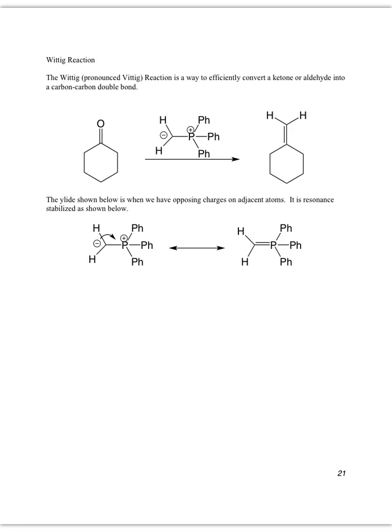Okay, the Wittig is an efficient way to convert a ketone or an aldehyde to an alkene. A very good way to do that. Whatever is off of the phosphorus, in this case that CH2, replaces our carbonyl oxygen to make the alkene out of it. Okay, and on the next page we'll draw a mechanism for this.